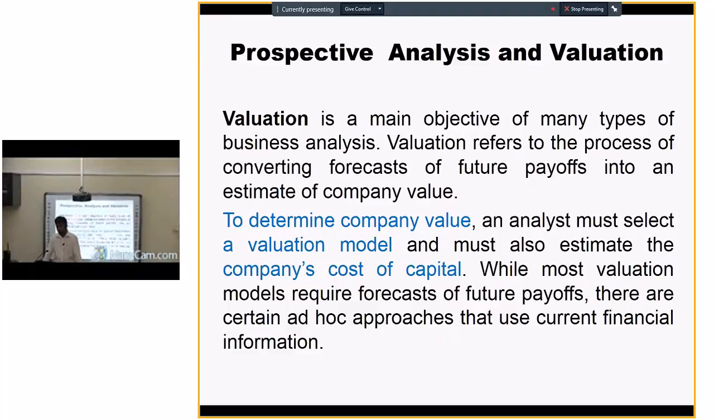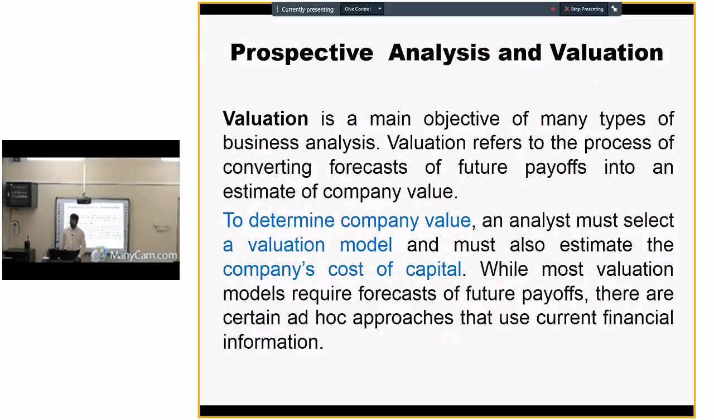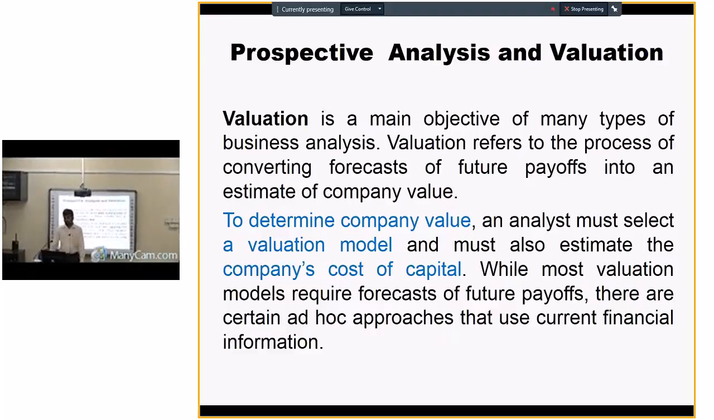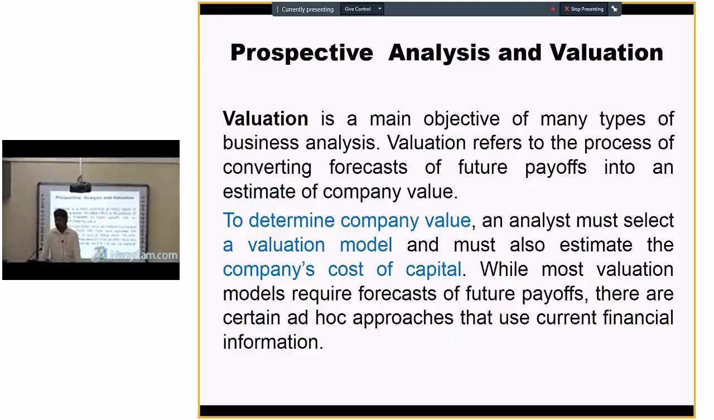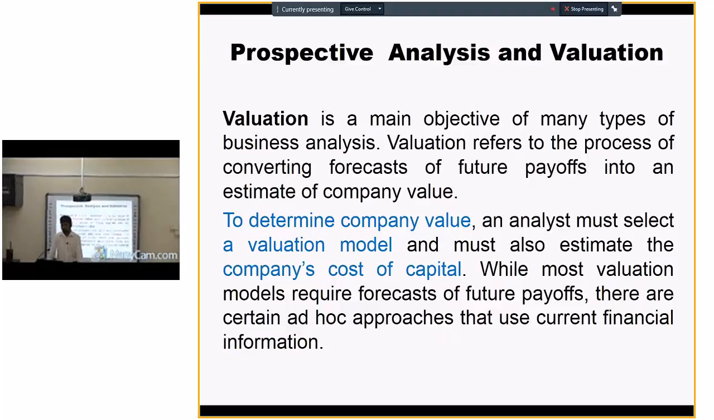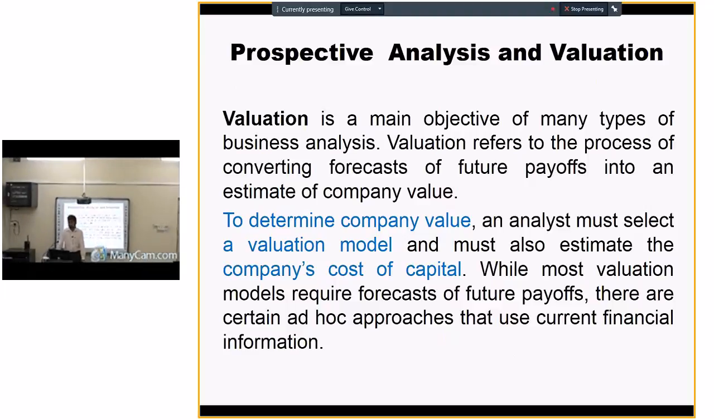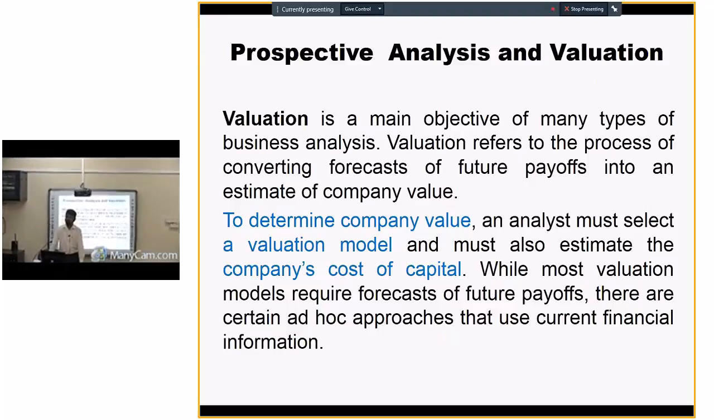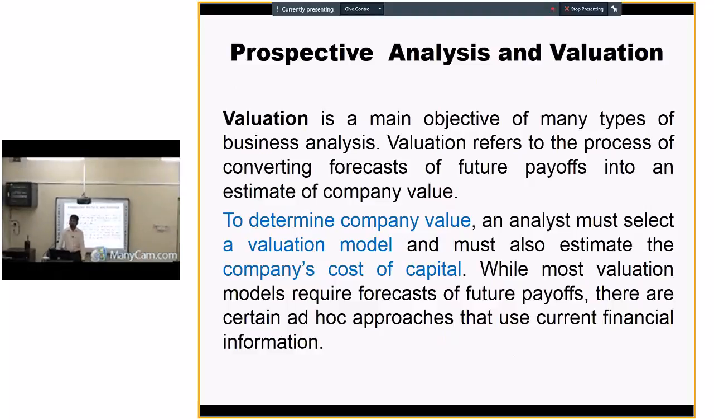Valuation refers to the process of converting forecasts of future payoffs into an estimate of company value. When we are estimating the company value, or the share value or the stock value, we are using the discounted method, that means the present value approach. Then we are discounting future earnings or future cash flows or future dividends, right?